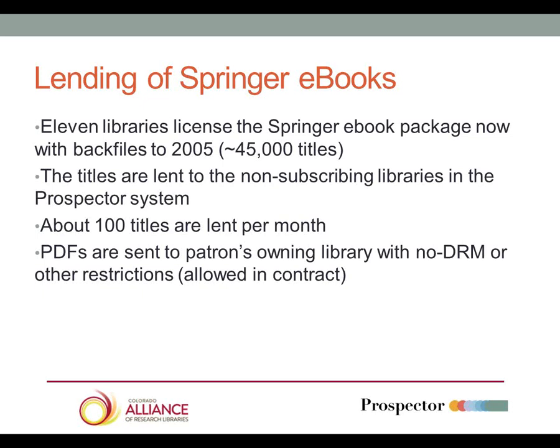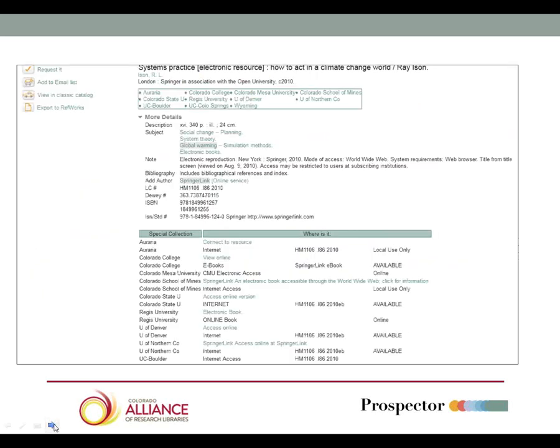And these are actually quite popular. About 100 titles are lent out per month, and they're very technical books: computer science, health care, engineering, things like that. And then PDFs are sent to the patron's owning library. There's no DRM or other restrictions, and it's all allowed in the contract. So they can just download this PDF, they can keep it, and there's no problems with that. But that's the only lender, I mean, the only publisher, who's said this was okay.